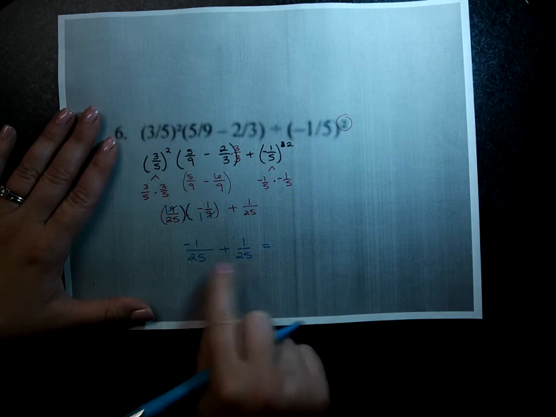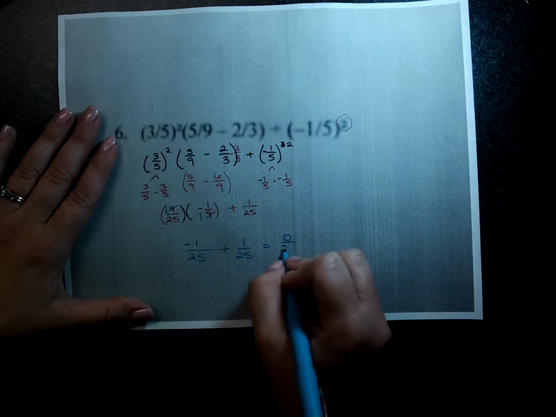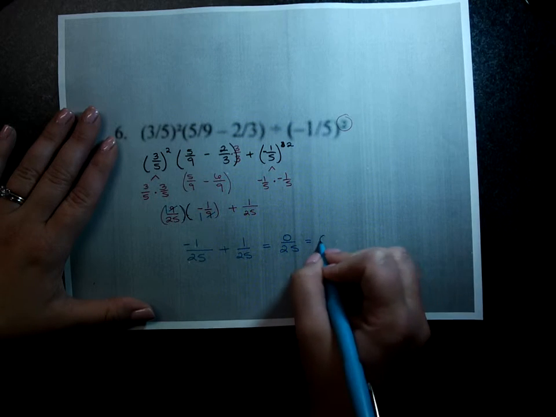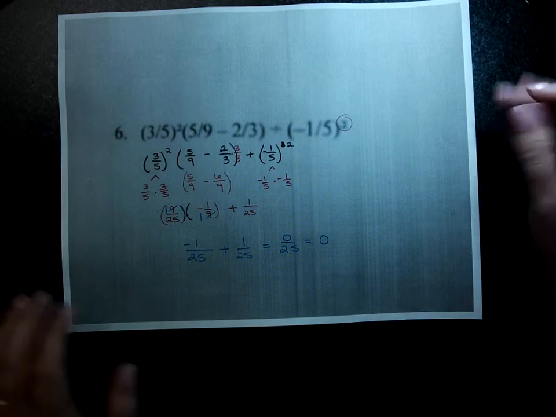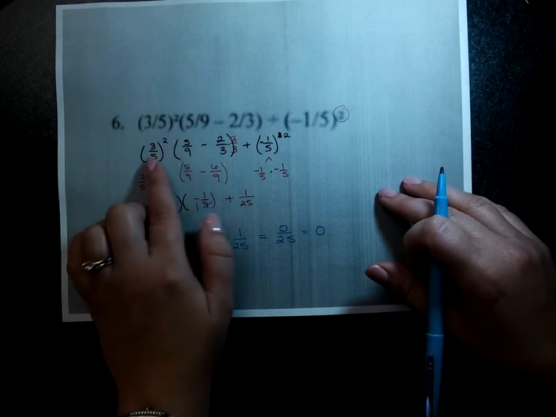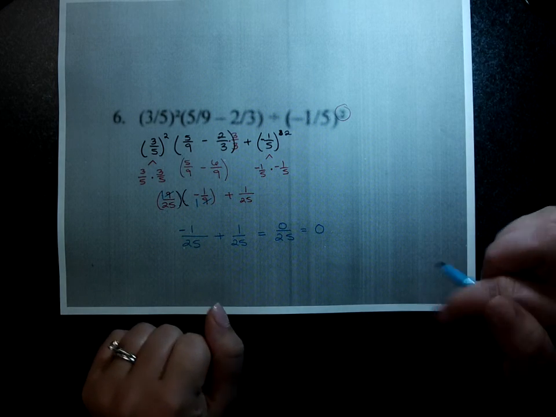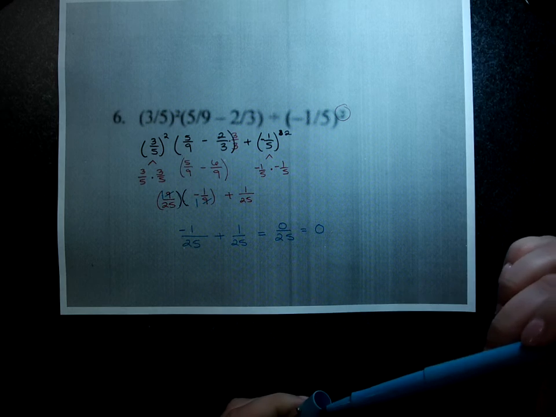Luckily, these have the same denominators. Negative 1 plus 1 is 0. So it looks like that whole thing works out to 0. So just work in layers. I would work the parentheses first, then the exponents, then the multiplication, and then the addition. Just piece by piece, working through those fractions.